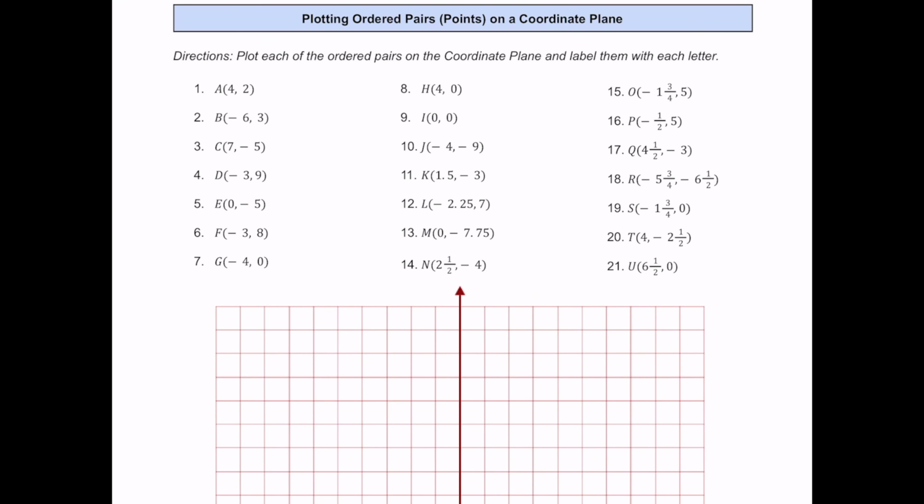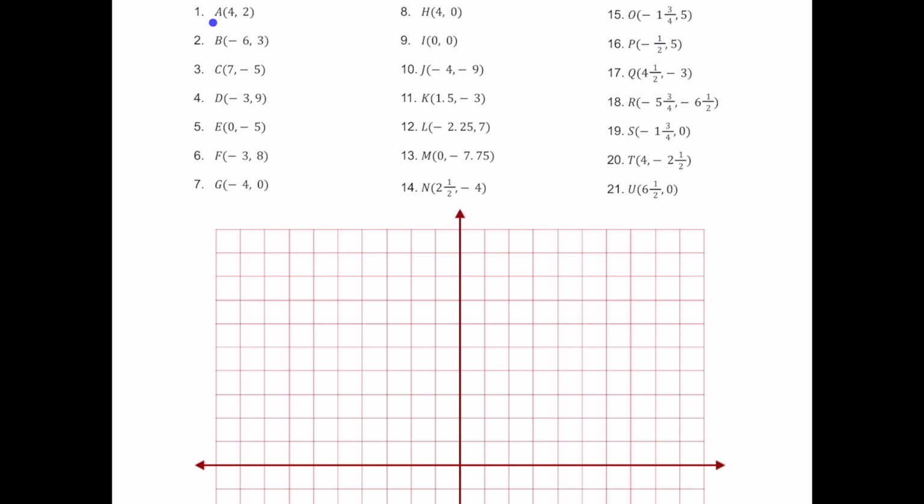Let's practice plotting ordered pairs, or points, on a coordinate plane together. For number 1, we have point A, which is located at 4, 2. To plot points, we're going to start at the origin first, which is located right here at the center. We're going to move 4 units to the right because it says positive 4, and then we're going to move 2 units up because it says positive 2.